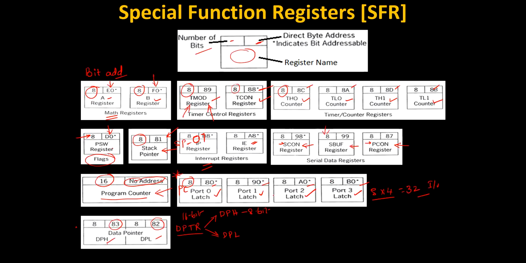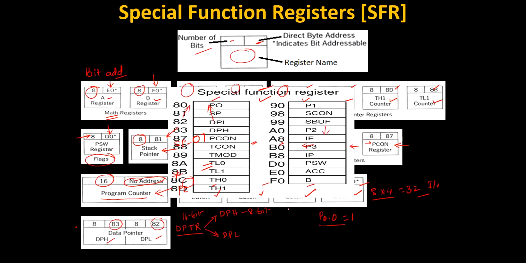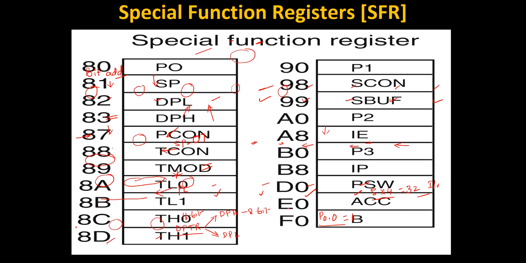Each is bit addressable. If I want port 0.0, I can read or write, I can set or reset. This is port 0 bit 0. Likewise, in all the ports I can set or reset individual bits, because it is a bit addressable register. So totally we have the special function registers from starting address 80 to F0. All are special function registers.